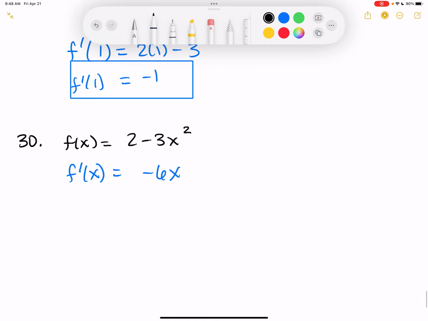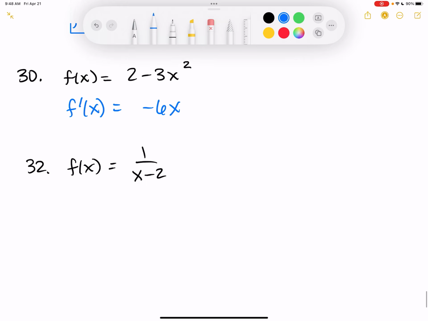I'll show you, though I would not have you do this part, what the chain rule looks like, since I have a second with 32, just so it won't be the first time you've ever seen it when you see it next year. So if you have 1 over x minus 2 and you need to take the derivative, we need to rewrite it first as x minus 2 to the negative 1. Obviously, if there was something other than a 1 on top, we'd have to do that.